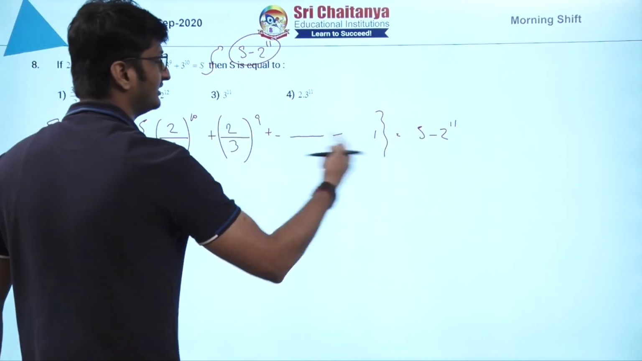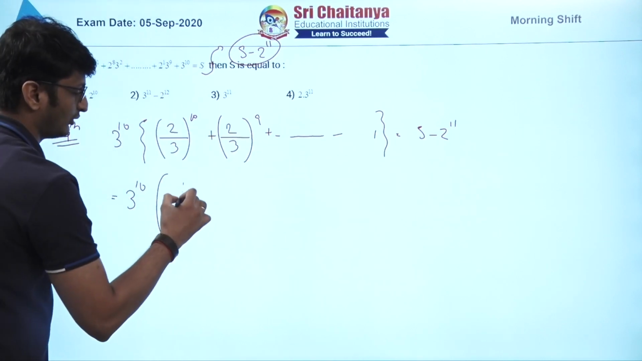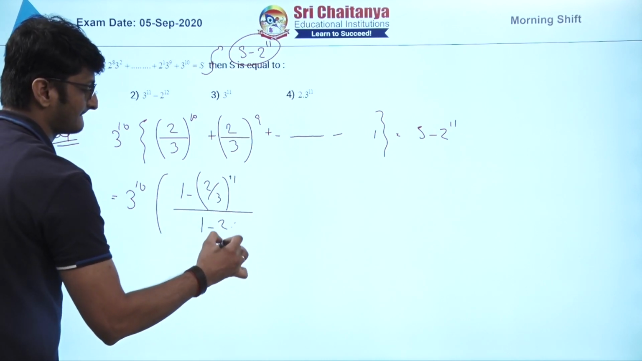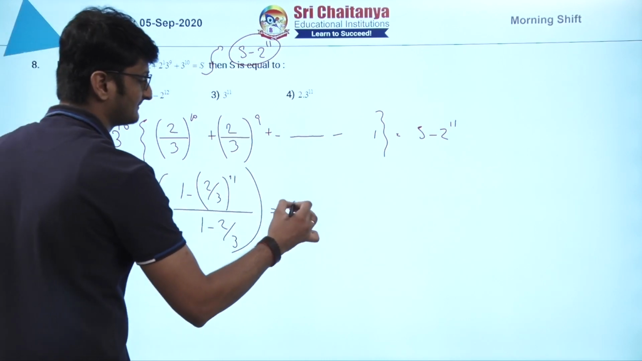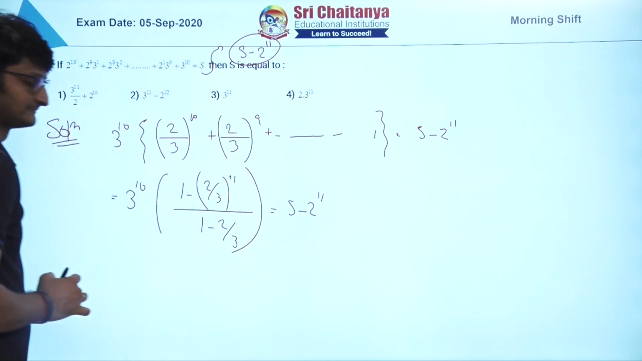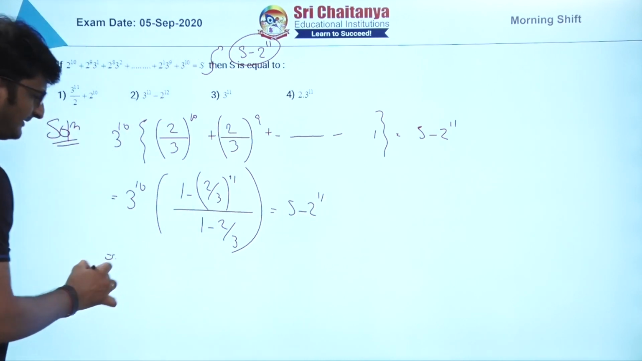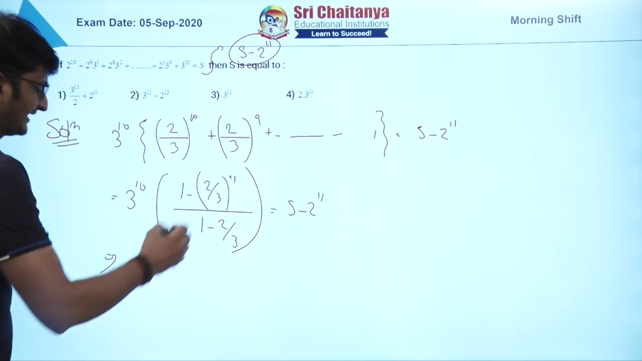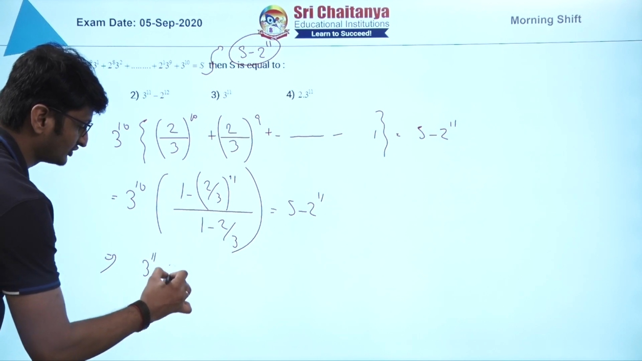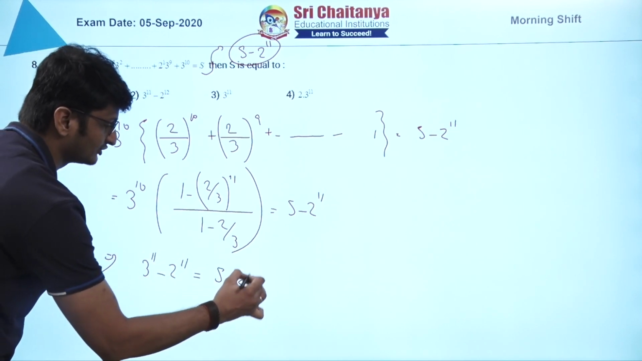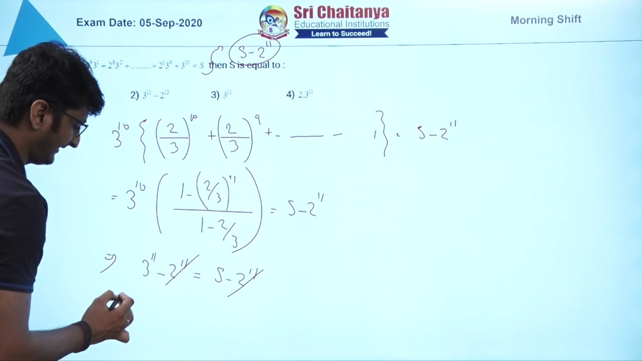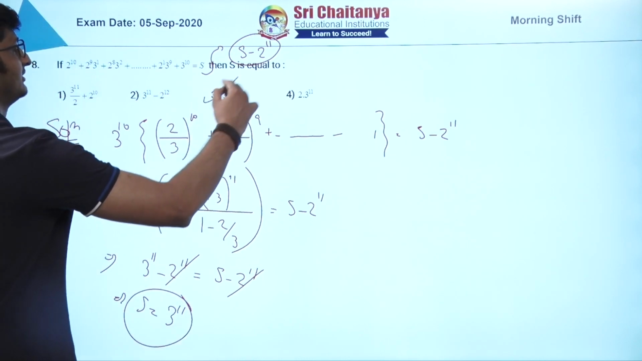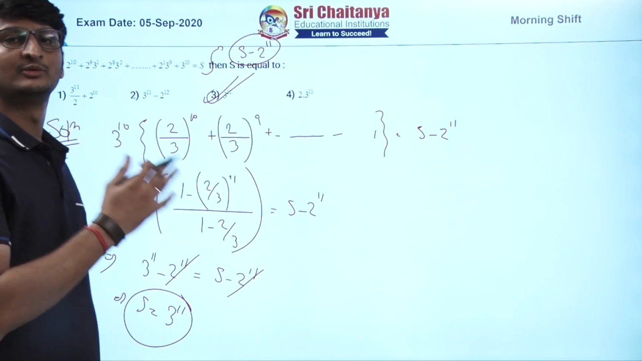First term, let us start with this one, this is the first term, this is the last term, let it be. So, 1 minus 2 by 3 to the power 11, 11 terms are there, correct. Simplifying, you are getting 1 by 3, that is 3 will come in the numerator, 3 to the power 11, 3 to the power 11 cancel out. So, 3 to the power 11 minus 2 to the power 11 is equal to s minus 2 to the power 11, simply s is equal to 3 to the power 11, hence option number 3 is the correct one. Let us move to the next question.